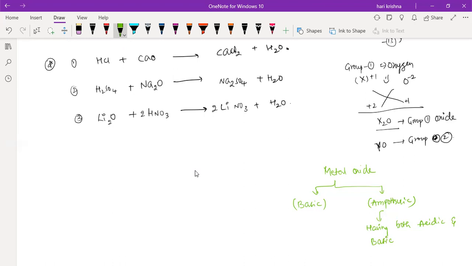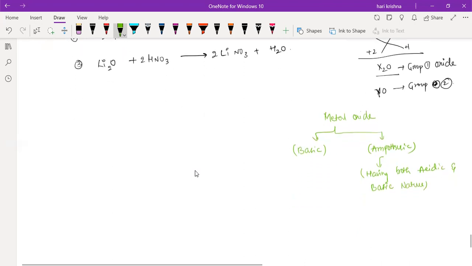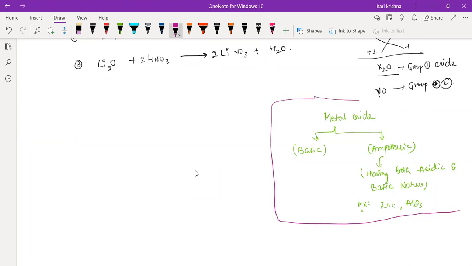Having both acidic nature and the basic nature. So best examples are zinc oxide and aluminum oxide, the examples for the amphoteric. HNO3 is acidic in nature. Okay, these are the metal oxides, basic in nature or amphoteric in nature. Amphoteric nature means which has both acidic and the basic nature.